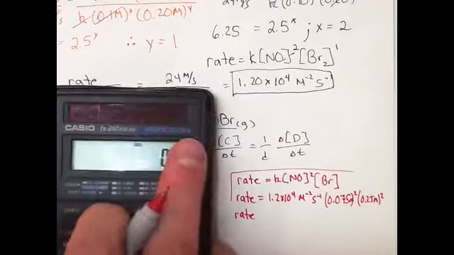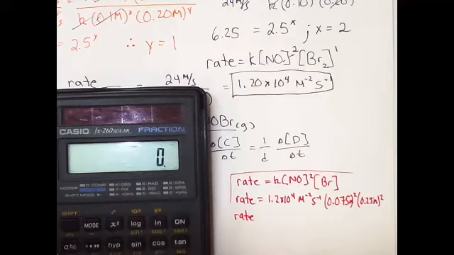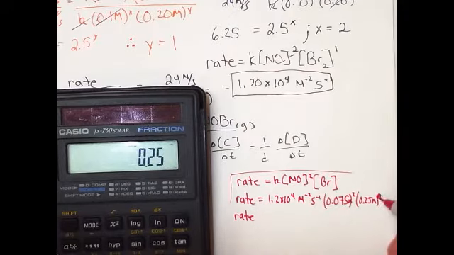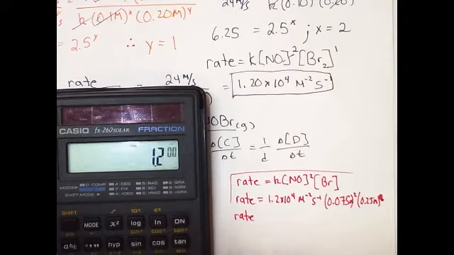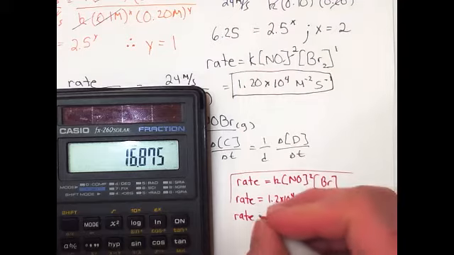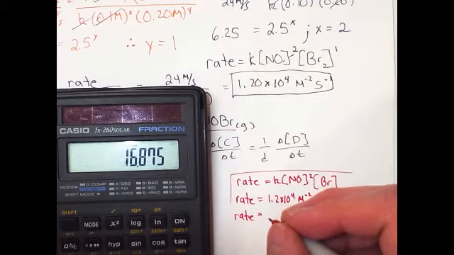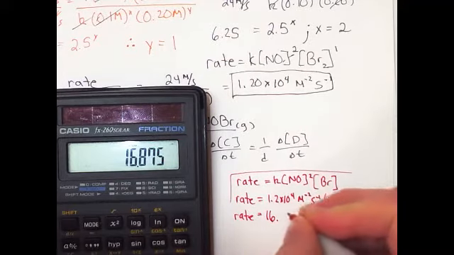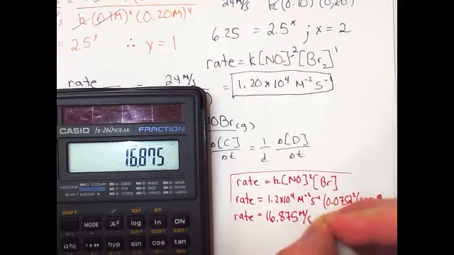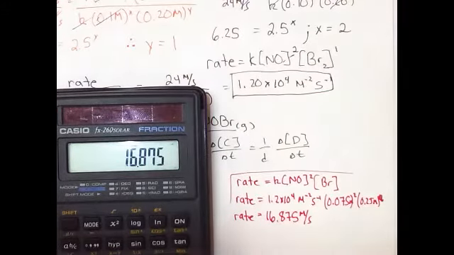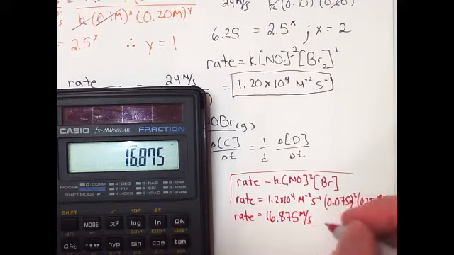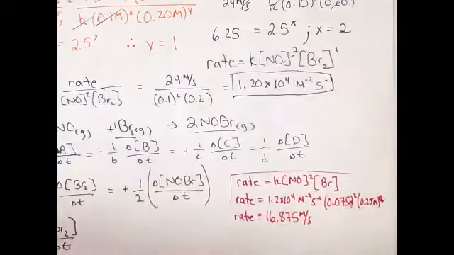So the rate, when I go to do it, is 0.075 squared times 0.25 squared times 1.2 times 10 to the 4, equals 16.875 molar per second. So that's the rate, and that's in terms of NOBr.